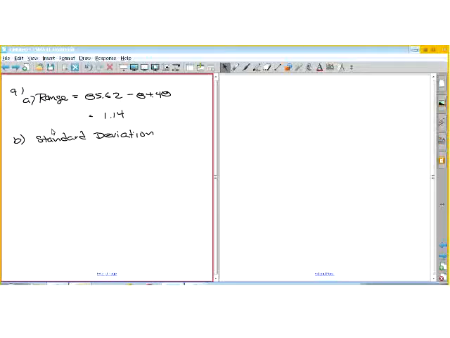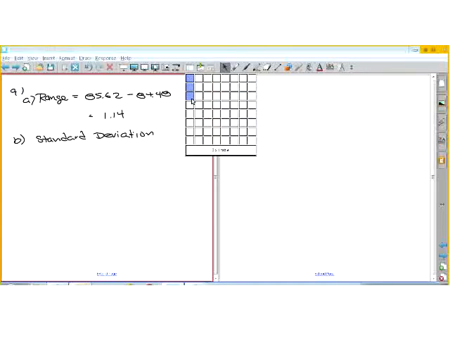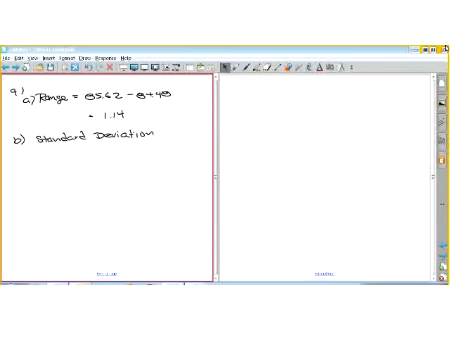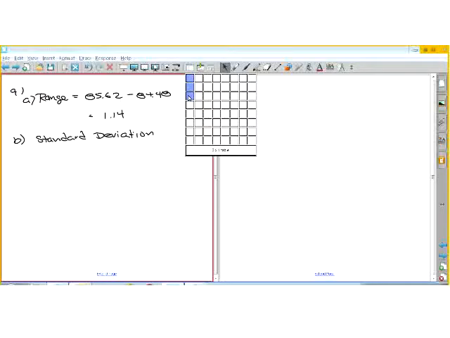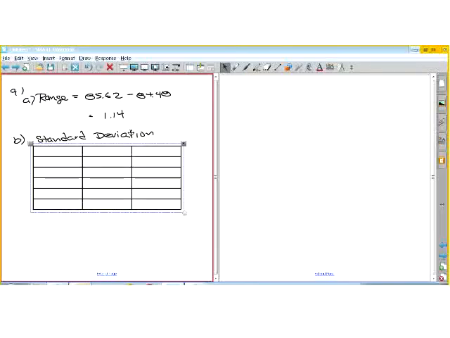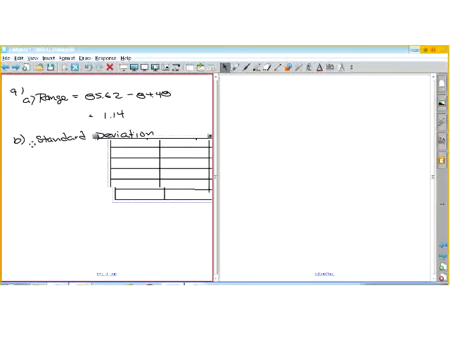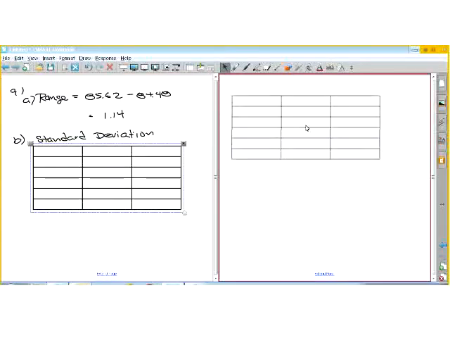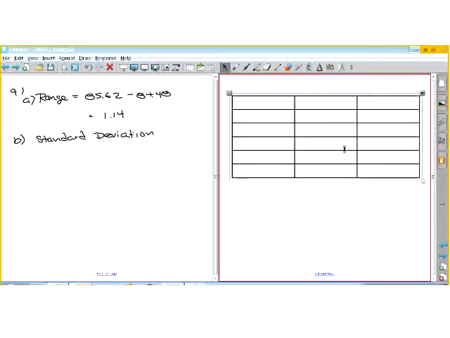Anyway, how many data points do we have? We have 1, 2, 3, 4, 5, 6, 7, 8, 9. Okay, so we have 9 data points, so we need 11 rows. So I think I'll just make it 6 by 3 and just make 2 of these. I'll have that 1 extra row, but it's okay.